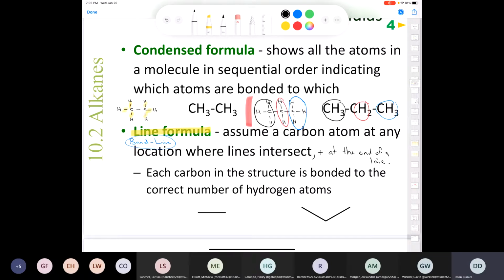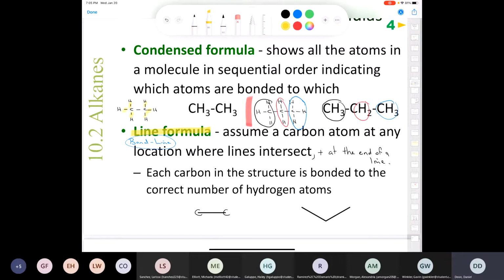Okay, so you ready to have your mind blown in a good way? See this molecule right here, ethane? Here's my structural formula. Here's my condensed formula, and here's the line formula. It's just, and you're like, that's just a dash, man. That's right. Because I said that the end of a line represents a carbon. So that means this is the end of a line, that represents a carbon, and that represents a carbon.